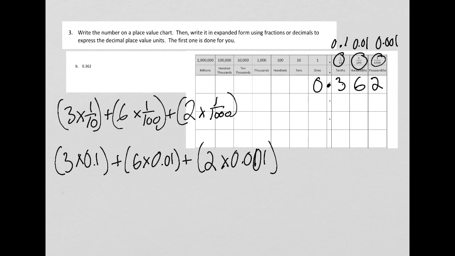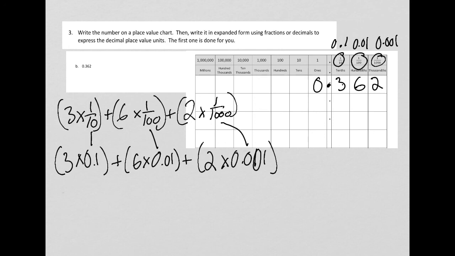You need to be able to recognize both. They're both correct. You can kind of pick the one that you like the most when it's just asking you to do expanded form, but it might ask you specifically to do fractions, or it might ask you to do decimals. But we know that 1/10 is the same thing as 0.1, 1/100 is 0.01, 1/1,000 is 0.001. It's just written as a fraction versus a decimal.